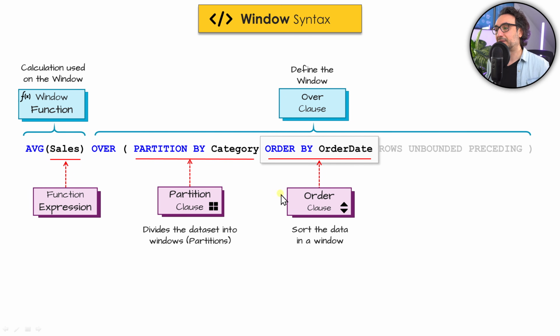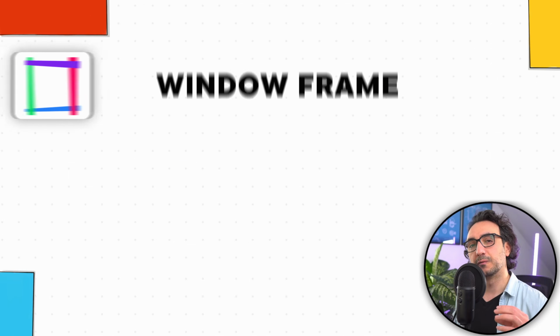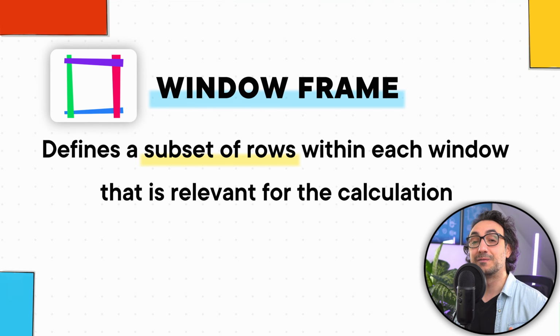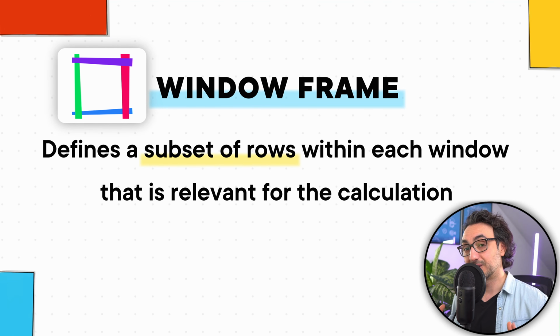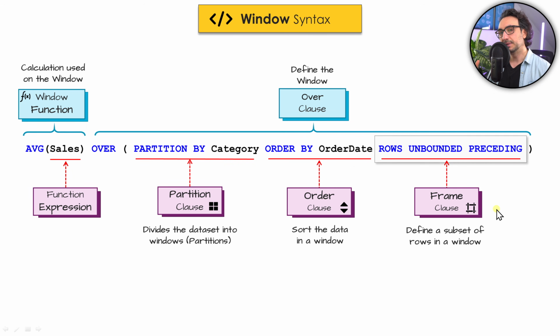Okay guys, so with that you have covered the second part of the window definition. Now we're gonna go to the last part, the most advanced part of the window. And we have the following stuff. So we have rows unbounded preceding. We call this a frame clause or window frame. So what we are doing over here is that we are defining a subset of rows within each window that is relevant for the calculation. Totally understand if this is confusing or complex at the start. It was for me as well. So we're going to deep dive into the concept in order to understand how this works, and we're going to do it step by step. So don't worry about it.